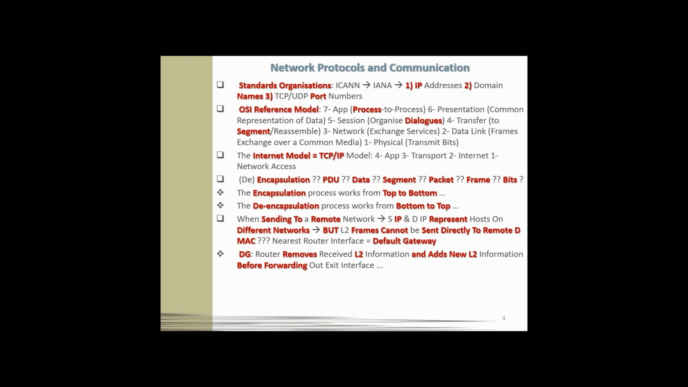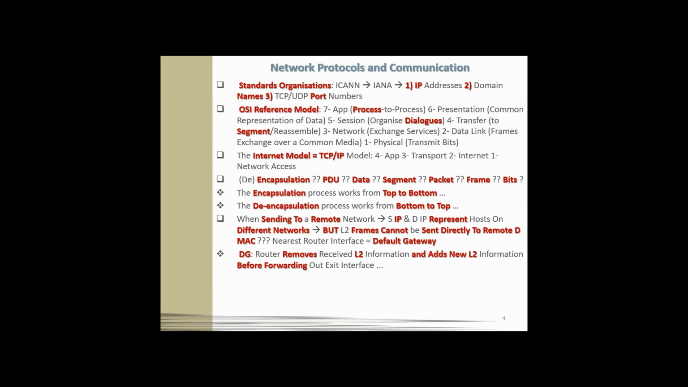As user data or application data is passed down the protocol stack, some information is added at each level. This process is known as encapsulation. Encapsulation works like a letter and an envelope. You put the letter inside the envelope, and then you add some information on the envelope. This is exactly what happens with encapsulation in networking. So we add some header and trailer to the beginning and the end of some data, and then we pass it down to the next layer or level. And this process is called encapsulation.